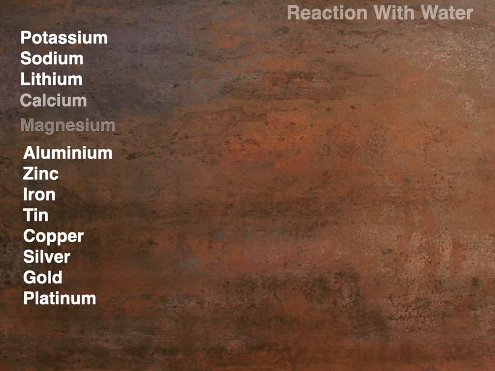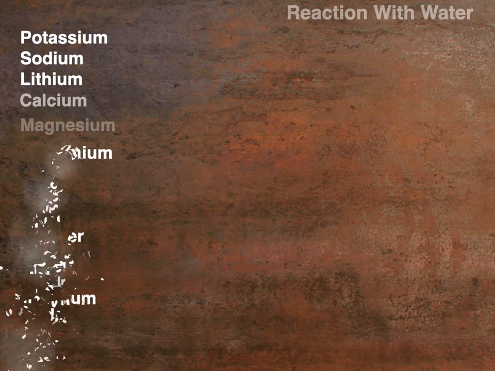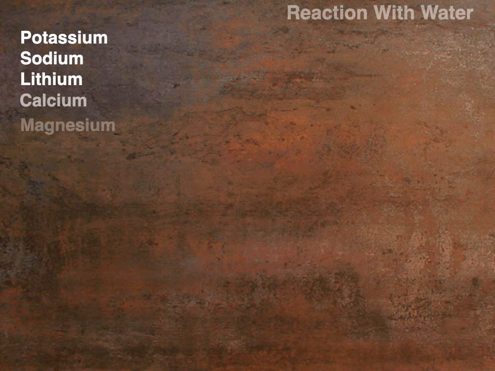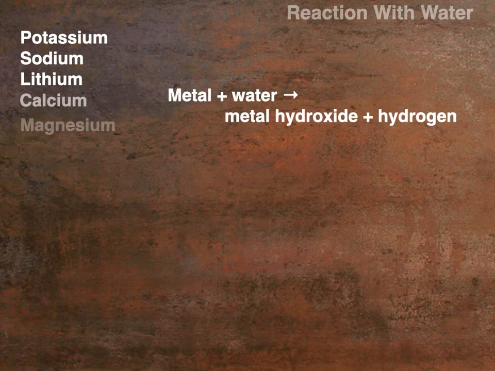Well, this is only going to work really for the most reactive metals. Okay, you might get some reaction with calcium, you might get a few bubbles with magnesium. But for the rest, forget it. These will not react with water, so we're talking about these metals here reacting with water. And when they do, they form a metal hydroxide and hydrogen. You may remember, by the way, that hydroxides are alkalis.